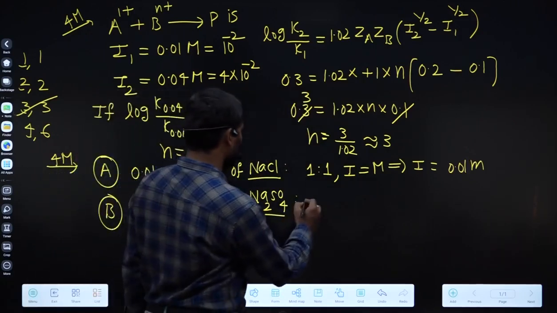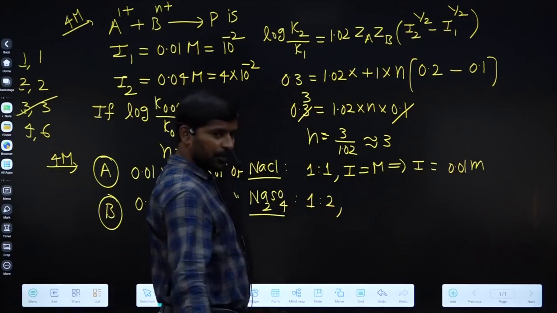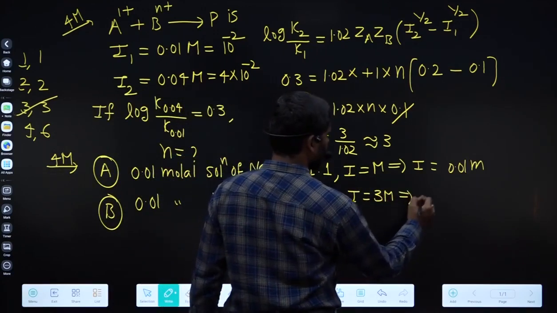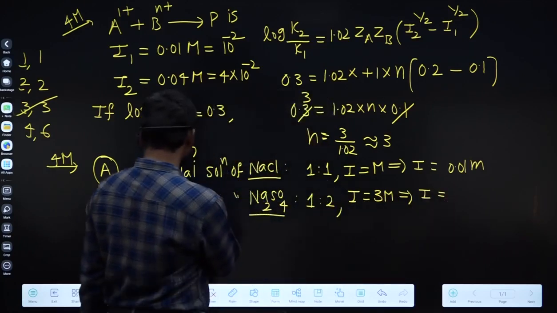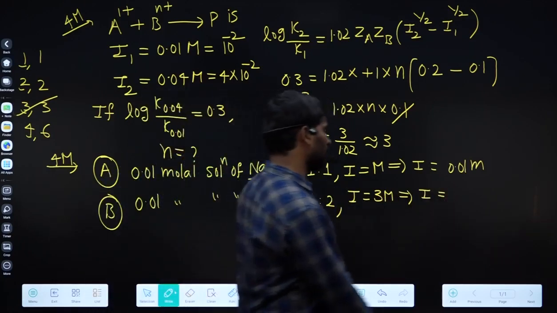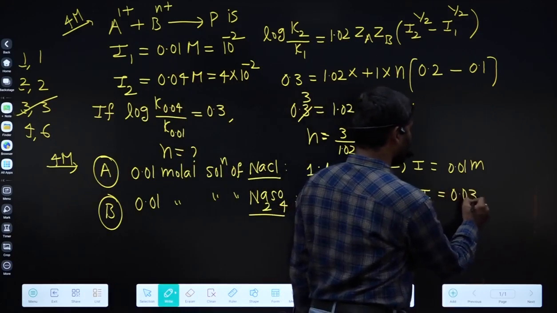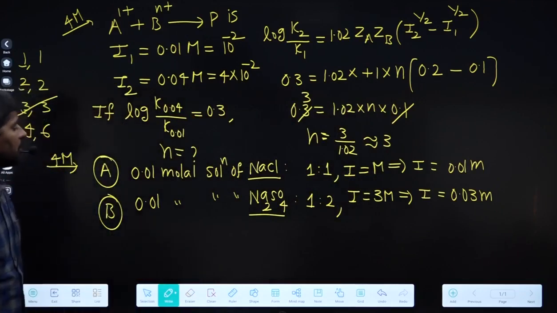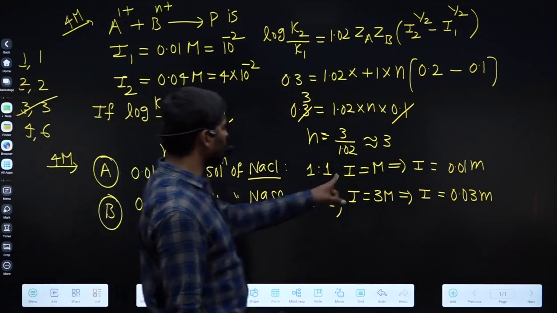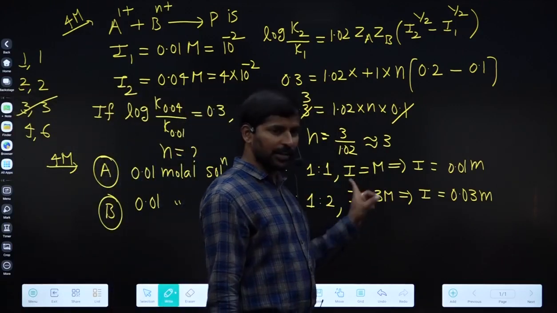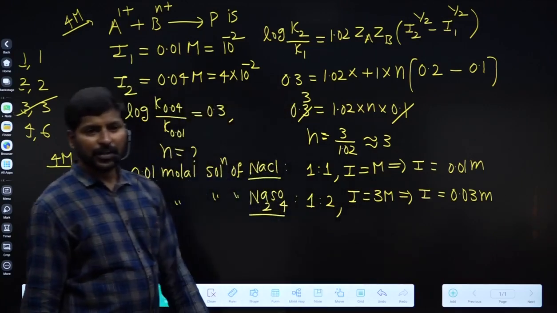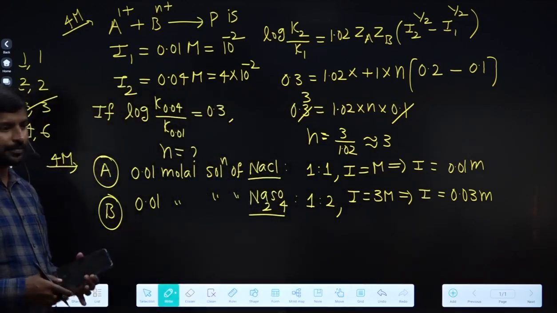Next Na2SO4. Which type of electrolyte, Andy? 1:2. For 1:2 electrolyte we have I is equal to 3m. Concentration is given 0.01, so 0.01 into 3, 0.03 m. Small m, molality is given. Otherwise, to remove confusion, you may use I is equal to C. I is equal to 3C for 1:2, 2:2 electrolyte I is equal to 4C, 1:3 electrolyte I is equal to 6C.